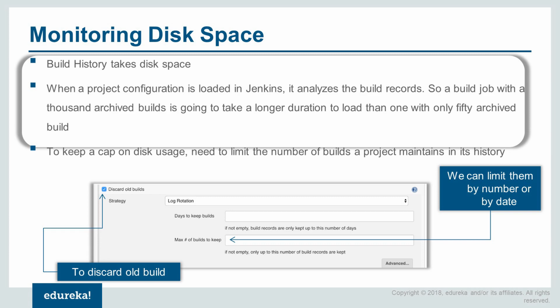When a project configuration is loaded in Jenkins, it analyzes the build records. So a build job with 1000 archived builds is of course going to take longer to load than one with, let's say, only 50 archived builds. To keep a cap on disk usage, you need to limit the number of builds a project maintains in its history. We have an option called discard old builds when you are doing the job configuration. When you check this option, you get further options for how many days of builds you want to keep, how many of the last builds you want to keep, and so on.